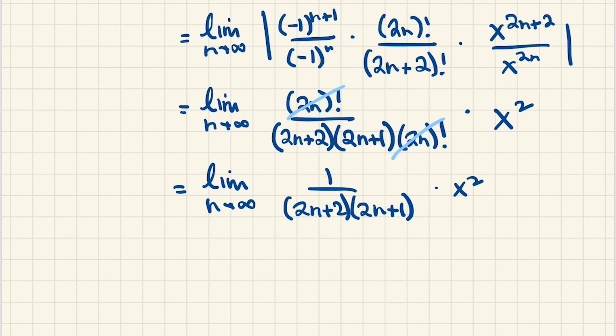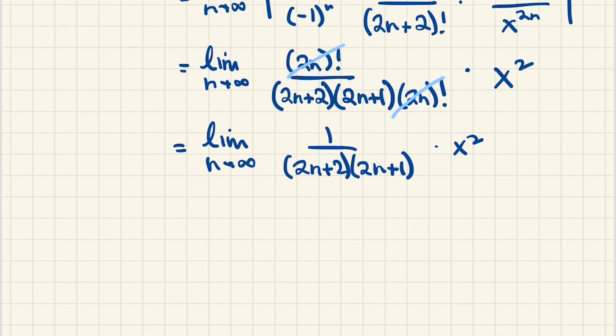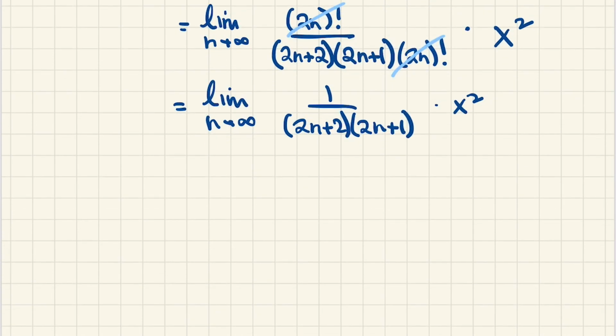Okay, well, remember this is a limit of n, not of x, so only this part of the expression will contribute to the limit. And of course this approaches 0. 0 times x squared is 0 no matter what the value of x is. So this evaluates to 0.